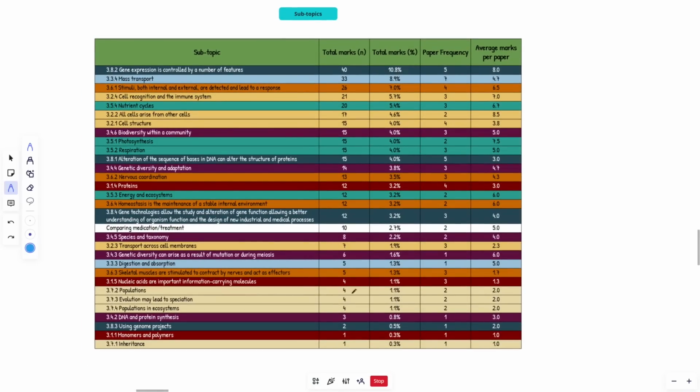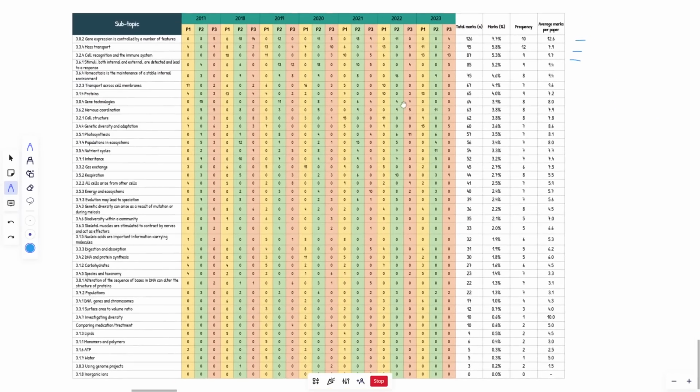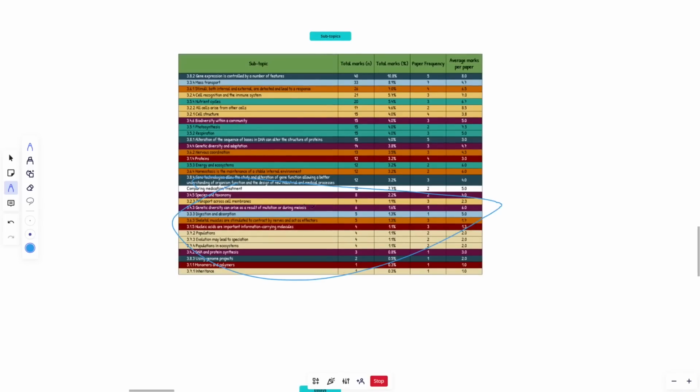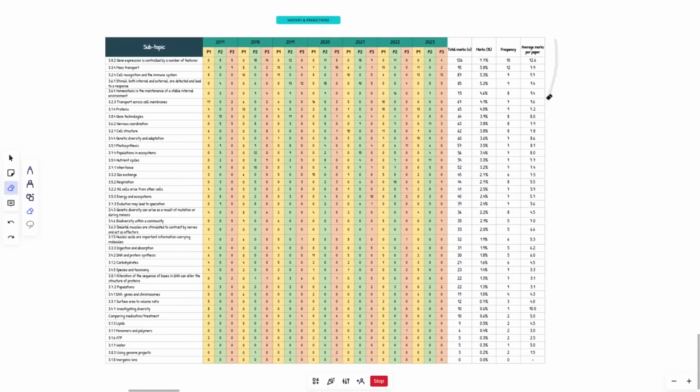Because paper 3 has such a larger pool of subtopics to pull from, I cannot accurately predict what's going to come up, and I can't say only focus on these, don't focus on those, because they could switch things up on you. So I'm trying to be as unbiased as possible, and I'm not actually trying to predict anything, because paper 3 is the hardest one to predict.